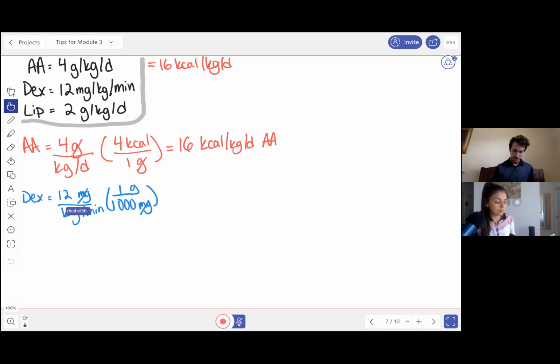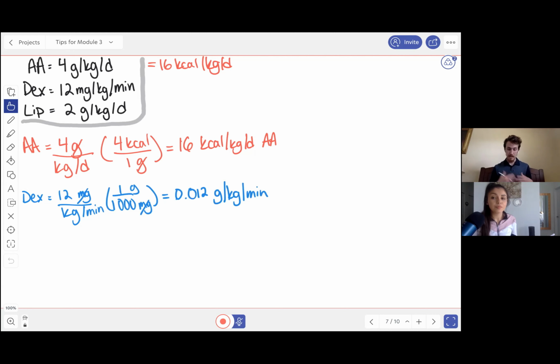In which we will get rid of the milligrams. In this case, 12 divided by 1,000, we're just going to move the decimal over 3 times. And we'll be left with 0.012 grams per kilogram per minute.